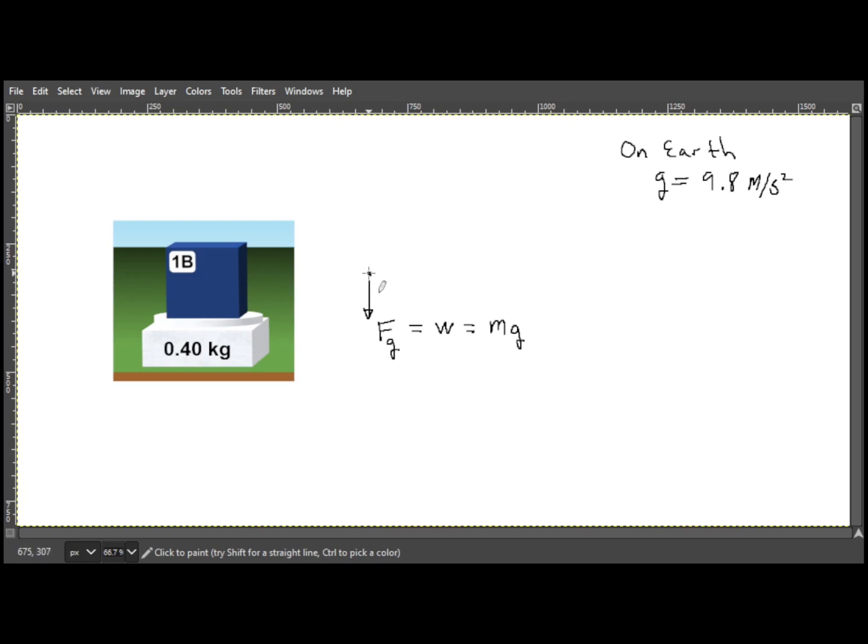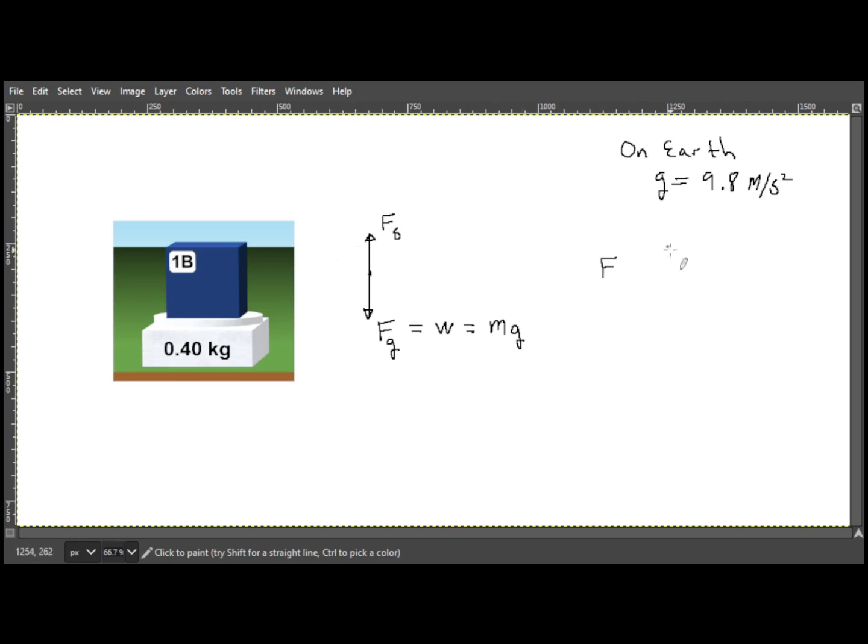Well, you guessed it, the scale has to be exerting an upward force. The scale has to be exerting an upward force on this box. That's the force of the scale, I'll call it F_s, force of the scale. Now this box is not accelerating, so what can we say about the net force on the box?